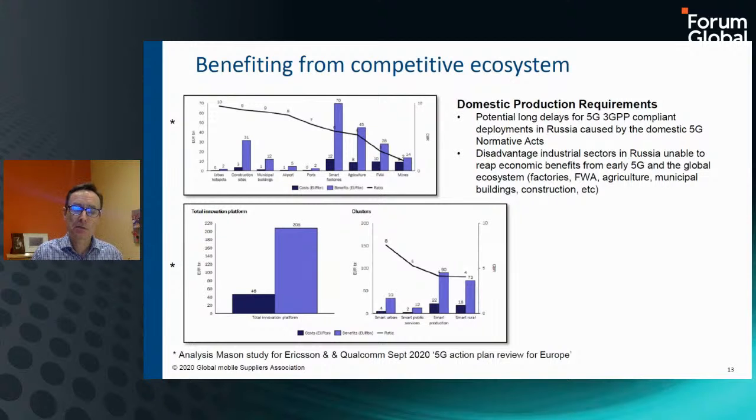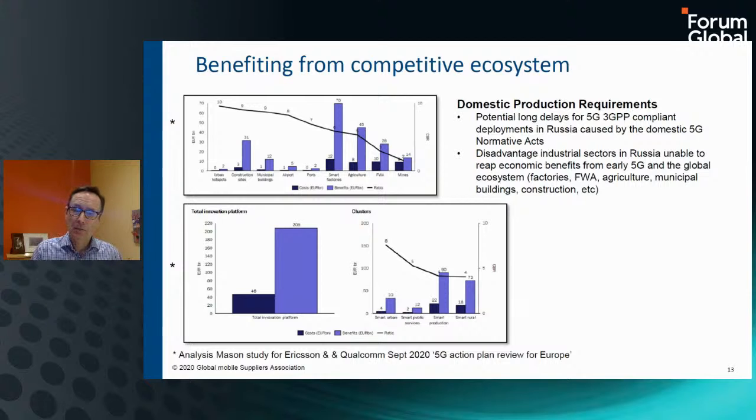So you'll see in construction, in municipalities, in agriculture, in mining, in fixed wireless access, for a relatively small investment, you get a relatively high return, a benefit to the nation and the industries within the nation. So we would request that 5G is enabled rapidly to enable those broader industries to benefit from 5G.